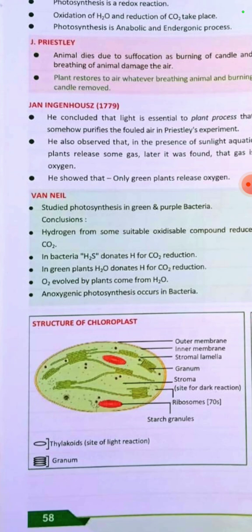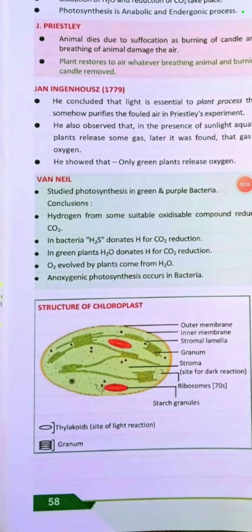Van Niel studied photosynthesis in green and purple bacteria, and his conclusions were: hydrogen comes from a suitable oxidizable compound and reduces CO2. Next, in bacteria, H2S donates the hydrogen for CO2 reduction. In green plants, H2O donates hydrogen for reduction of CO2. Oxygen evolved by plants comes from water. And oxygenic photosynthesis does not occur in bacteria.